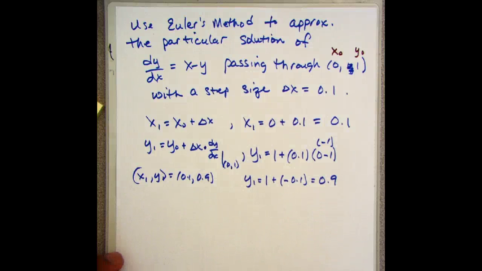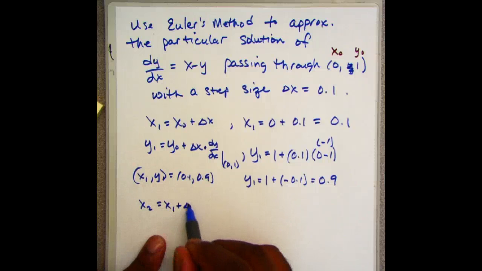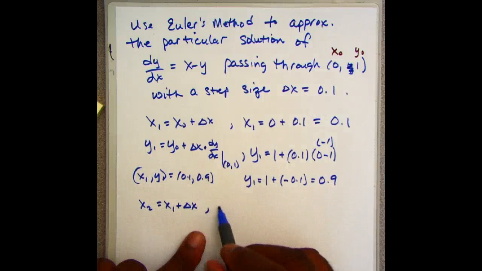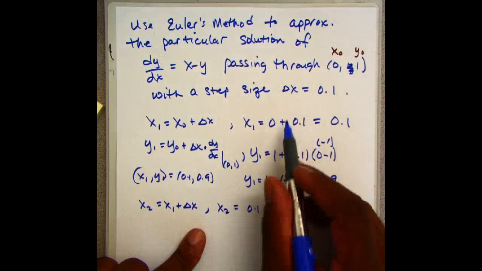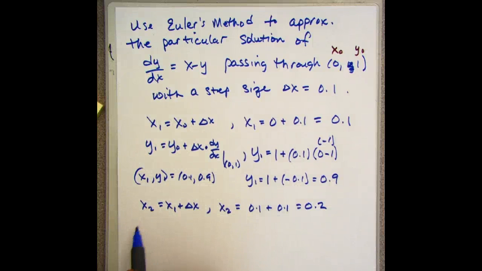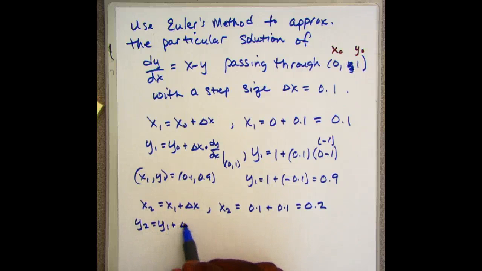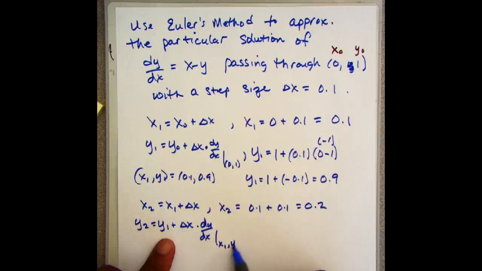So let's go ahead and do that. x2 is going to be x1 plus delta x. So x sub 2 is going to be, well, x sub 1 is 0.1 plus, and our delta x is 0.1. 0.1 plus 0.1 is 0.2. Our y sub 2 is equal to y sub 1 plus delta x times dy dx evaluated at x sub 1, y sub 1.